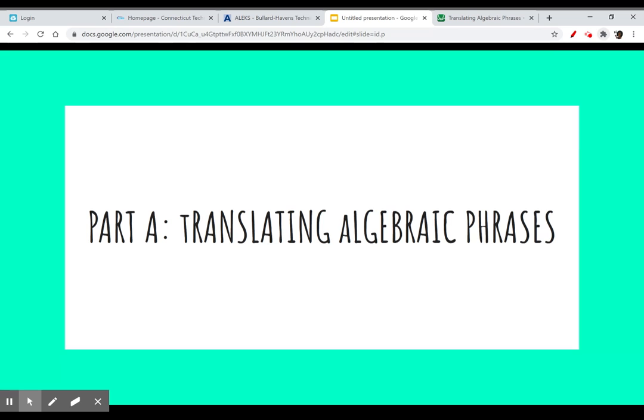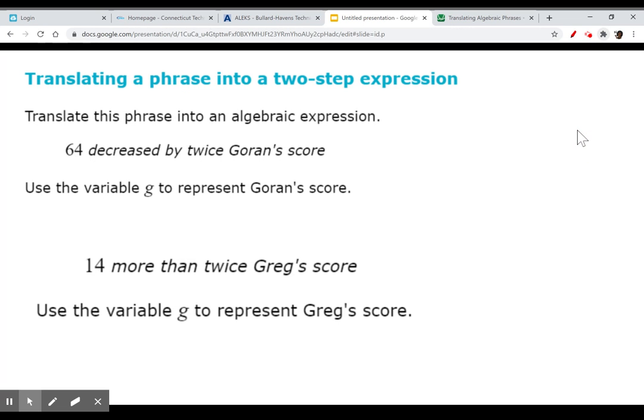Okay, so there's three sections within this one review. Part A is going to be focusing on translating algebraic phrases, so we're going to review this concept: translating an algebraic phrase into a two-step expression. And then we have the instructions. Translate this phrase into an algebraic expression: 64 decreased by twice Goran's score. Use the variable g to represent Goran's score.